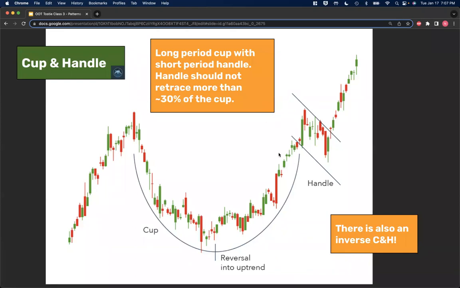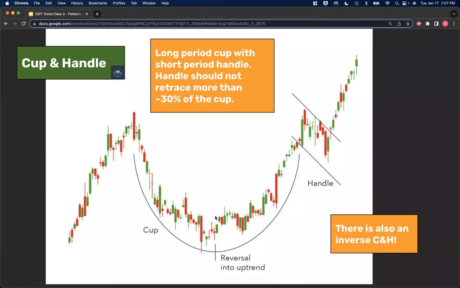Usually when you're looking for a cup and handle pattern such as this, you want to see an aggressive move on each side of the cup, right? So you can see here, really aggressive move down and a really aggressive move to the upside. Very rapid moves up and down. Next, you want to see high volume on these moves to the upside and to the downside.